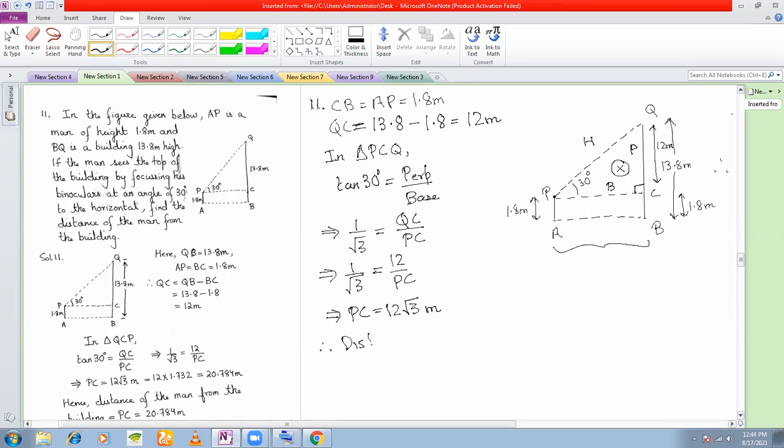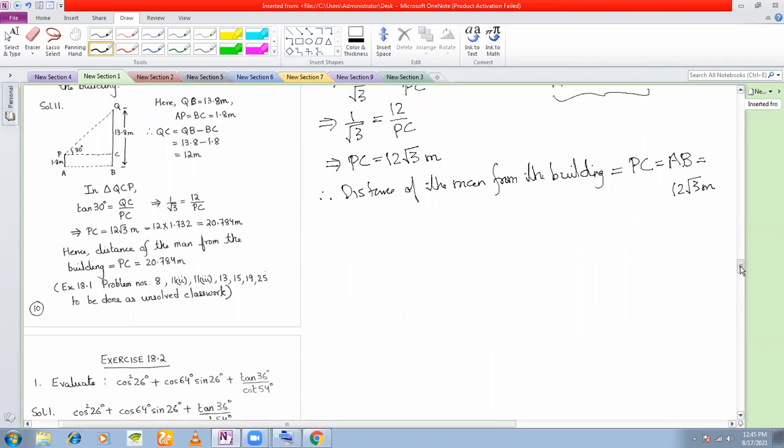Therefore, distance of the man from the building is equal to PC is equal to AB, which is equal to 12 root 3 meters. Now, if you want to find out in decimals, put the value of root 3. I told you to remember the value of root 3. Root 3 value is 1.732. You can multiply this and find this out to be 20.784 meters.